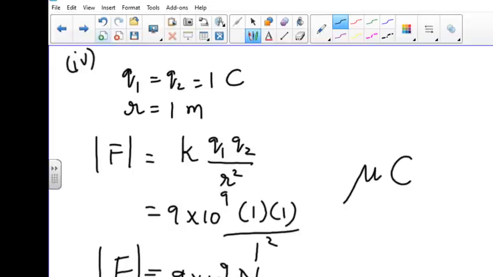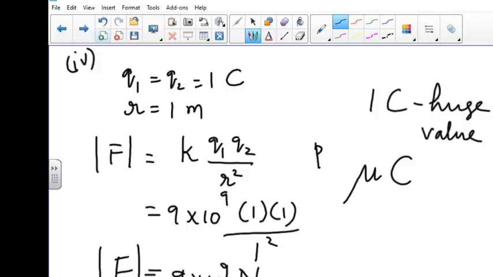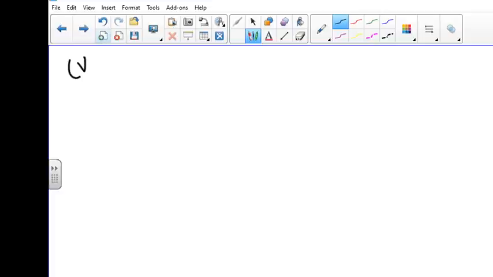Microcoulomb, that is, 1 coulomb is a huge quantity. It is a huge value. Therefore, the practical units are microcoulomb and nanocoulomb. These are the practical units that we are using.